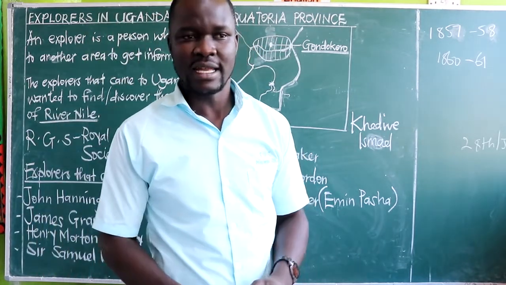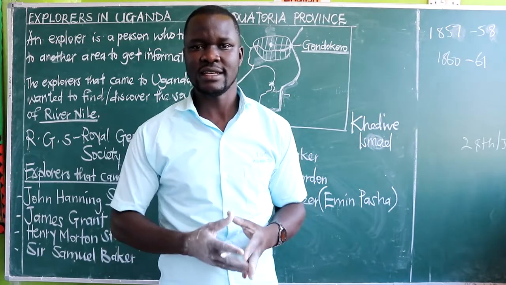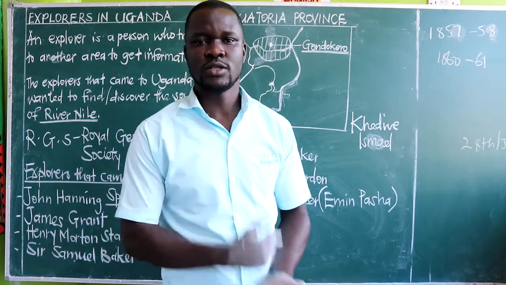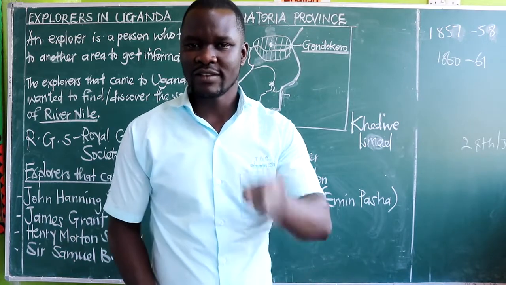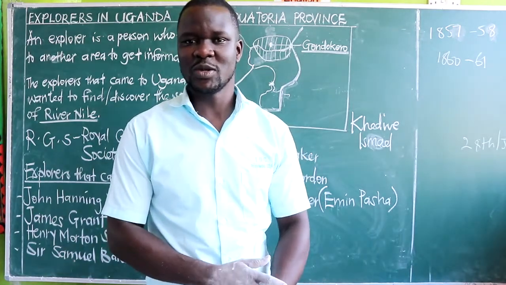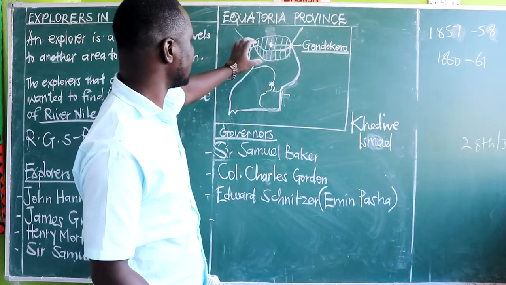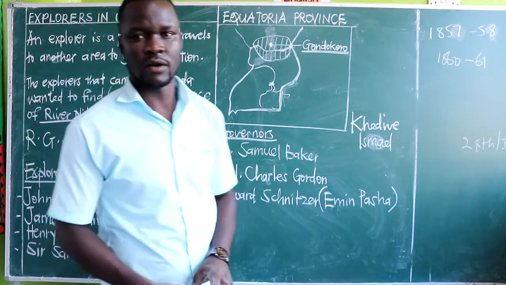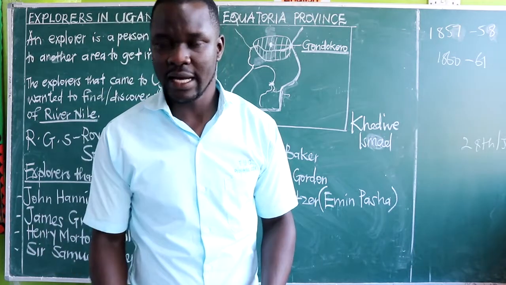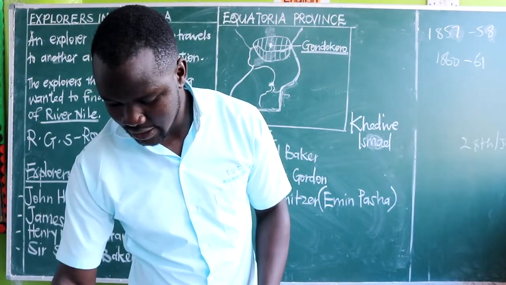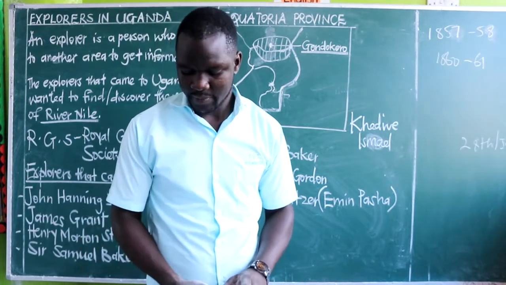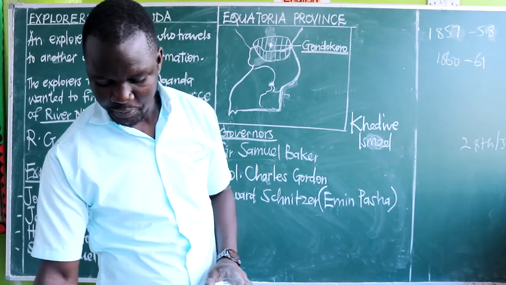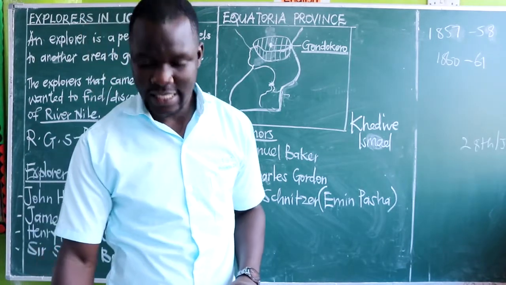Equatorial province. That is the time that they sent Henry Morton Stanley back to Uganda. So we have Stanley making two journeys to Uganda. That's the second time he came, to rescue Emin Pasha from the Equatorial province, and he took him away. So that is what we need to note about the explorers in Uganda.